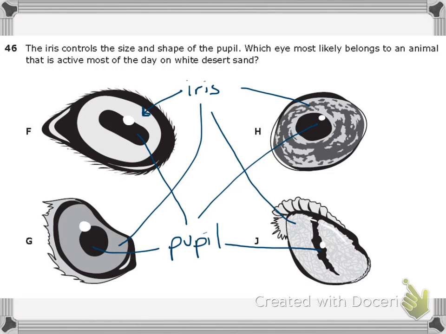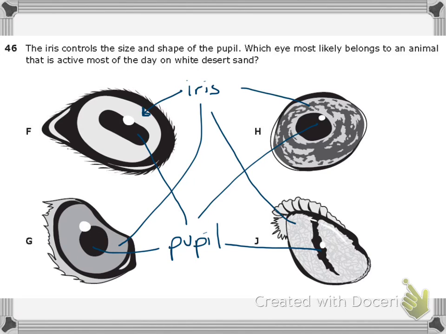Now, if you are in a bright environment, you want a very small pupil. If we have an organism, an animal, that lives most of the day on white desert sand, it's going to want to have a pupil that is very small, very slim, that will only allow a little bit of light to get through, because too much light, again, is going to be too much information for the retinal cells to take in.